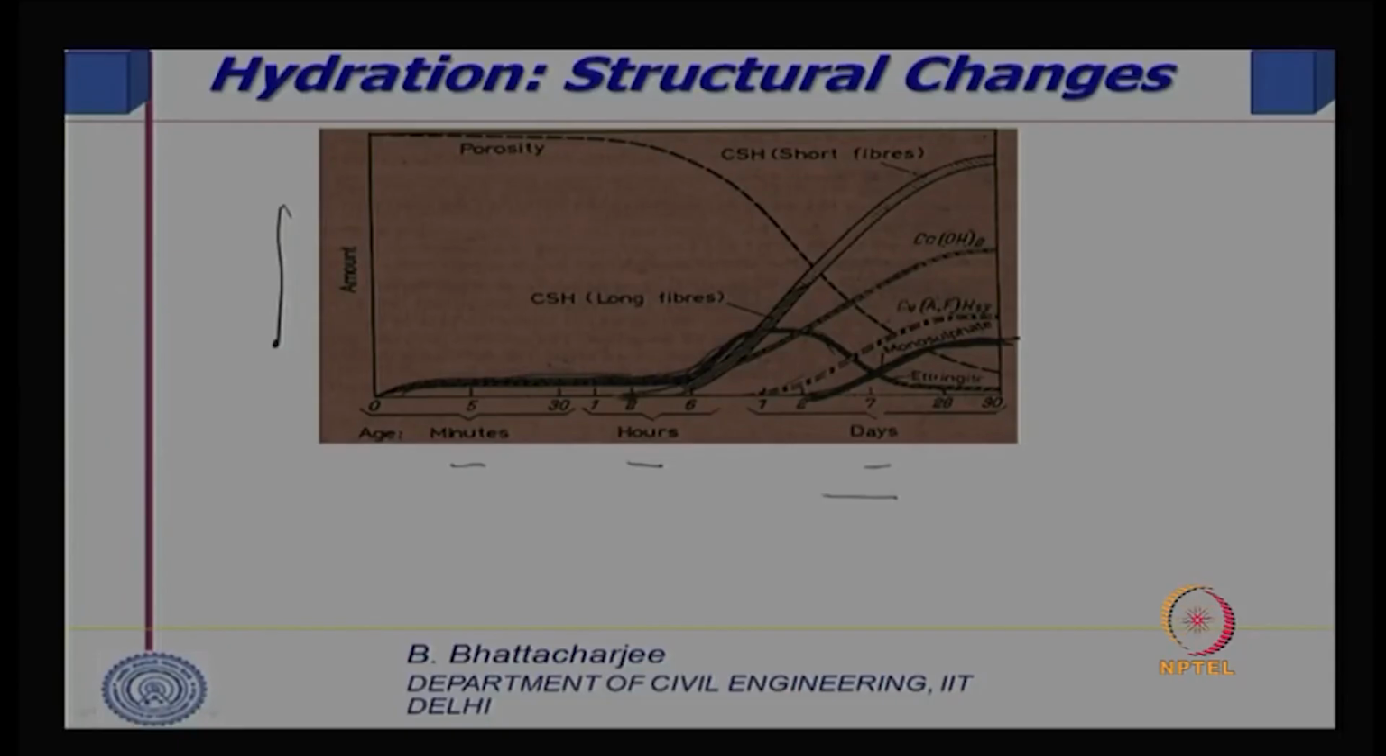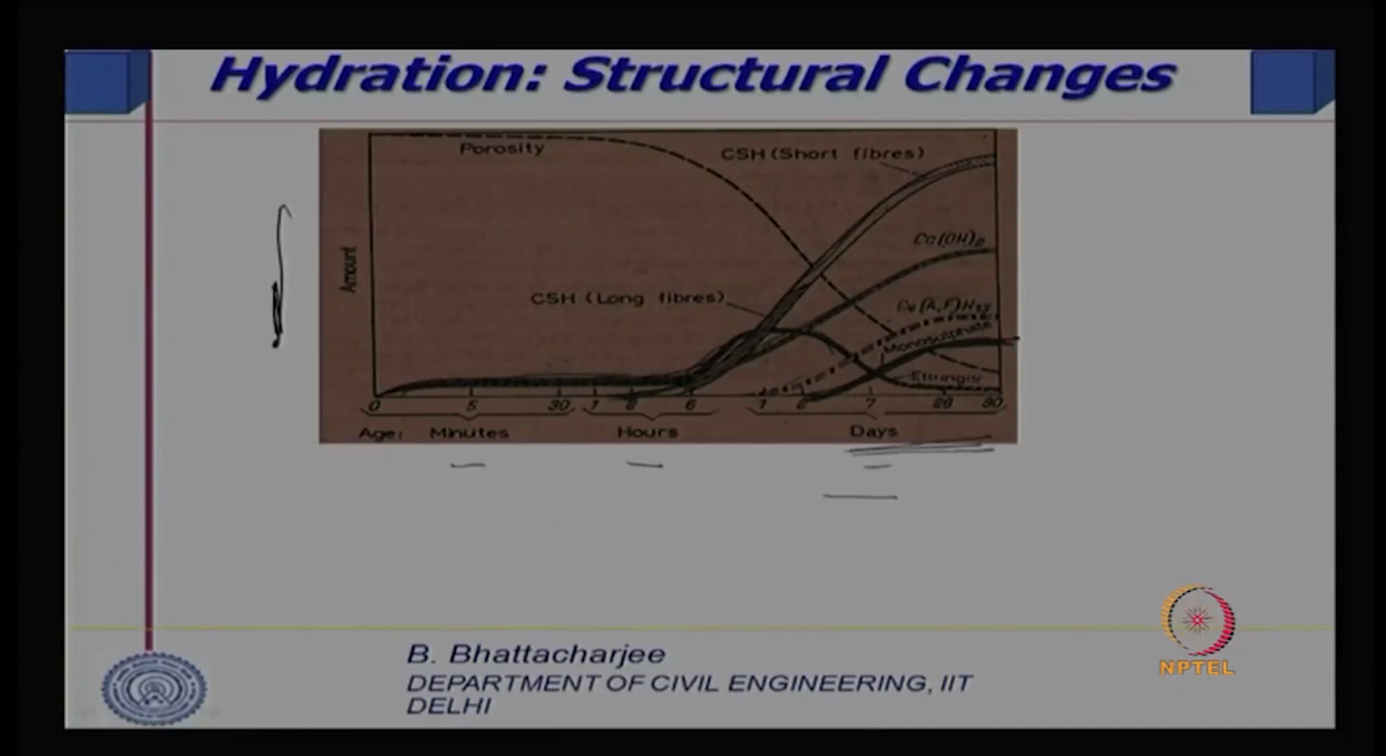CSH starts forming from about 6 to 7 hours. It starts filling after some period of time, and then CSH would be produced in this manner. Different types of structural changes occur, from long fibers to short fibers, and calcium hydroxide is also produced. This axis is volume or amount, and you can see the calcium hydroxide quantity increases with time as the hydration progresses.